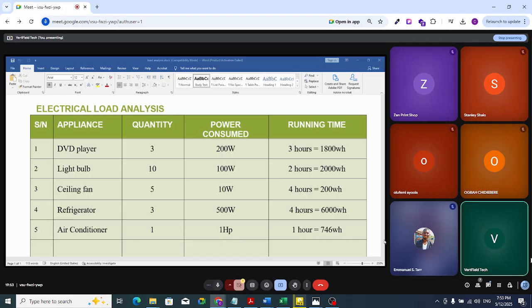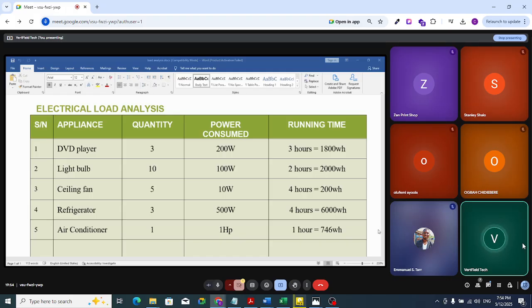Please try to punch these things on your calculators, please. For the ceiling fan, 5 multiplied by 10 by 4 gives you 200 watt hour. For the refrigerator, 3 multiplied by 500 by 4 gives you 6000 watt hour. For the aircon, that's the air conditioner, 1 multiplied by 1 gives you 746 watt hour.